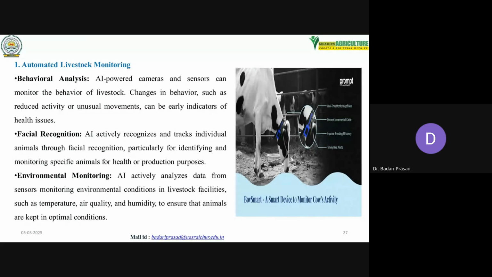Facial recognition. So the artificial intelligence actively recognizes and tracks individual animals through facial recognition, particularly for identifying and monitoring specific animals for health and production purposes. So this is another advantage. Environmental monitoring. AI actively analyzes the data from sensors monitoring environmental conditions in livestock facilities, such as temperature, air quality, and humidity to ensure that animals are kept in optimal conditions. So these things can be applied in small dairies as well as very big dairies.